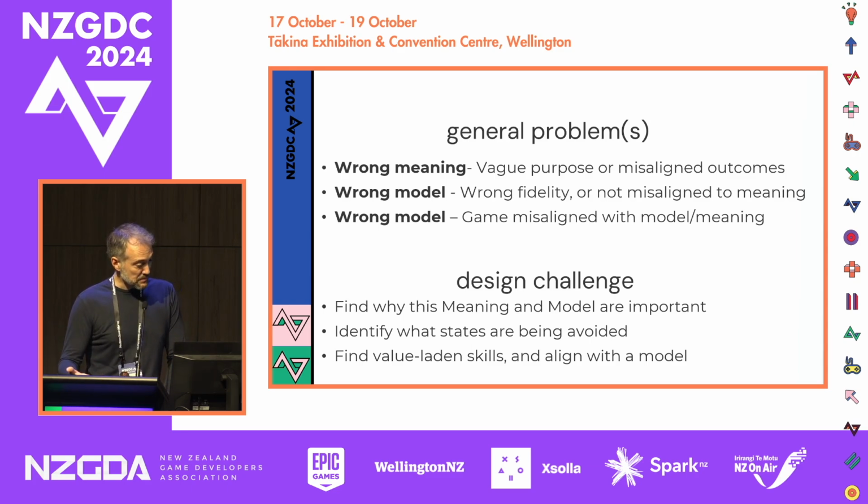So a design challenge I typically come across is: how do we find the meaning and model that are important, and identify what states in the game, for instance, or in the simulation or in this model, are to be avoided? And then find the value-laden skills, the why of those skills, that align with the model they want in the first place.